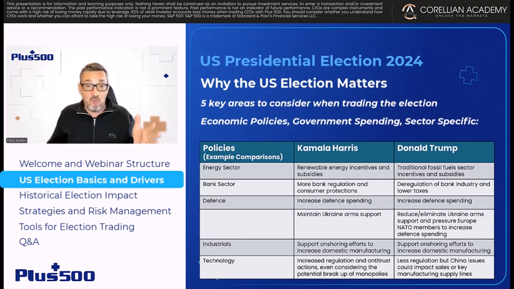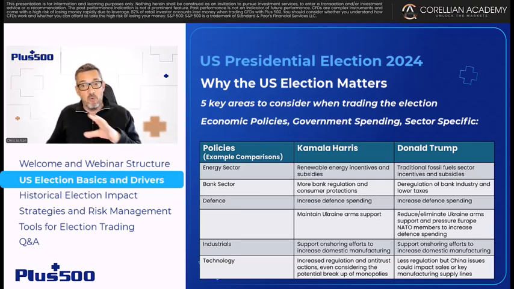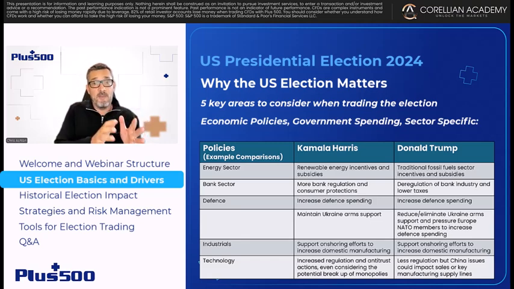Donald Trump, meanwhile, is likely to favour traditional fossil fuels with incentives for increasing oil and gas drilling. This could benefit the traditional energy sectors, but could mean more supplies of oil and gas, which could impact prices of those key commodities.